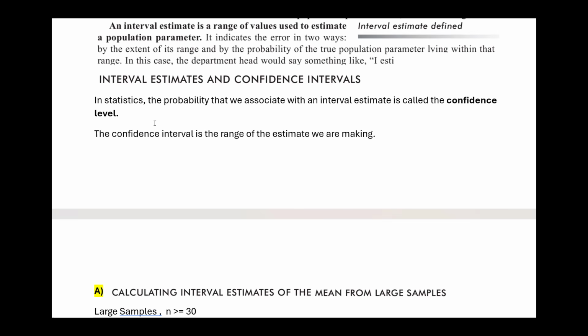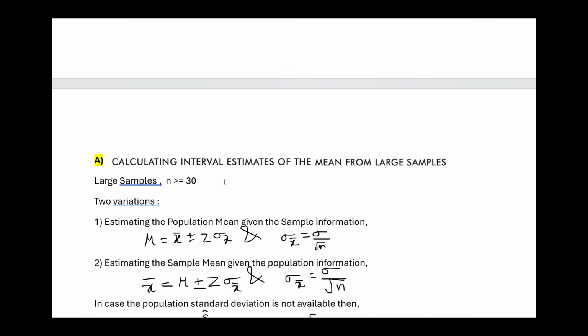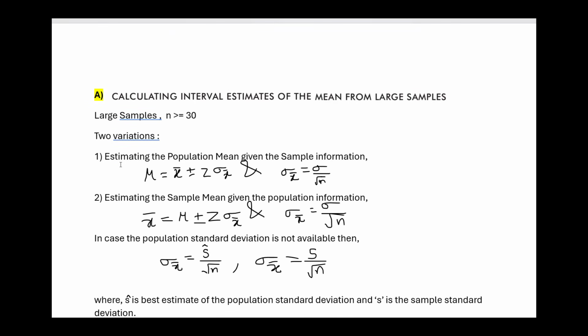Right. Now how to go about solving the problems? See, we are still going to use the same Z formula, but there are variations, with a little bit of different arrangement of the same formula. So let us first look at calculating interval estimates of the mean from a large sample. Whenever you have a large sample, n is greater than or equal to 30, you can be either estimating the population mean given sample information, or estimating the sample mean given population information.